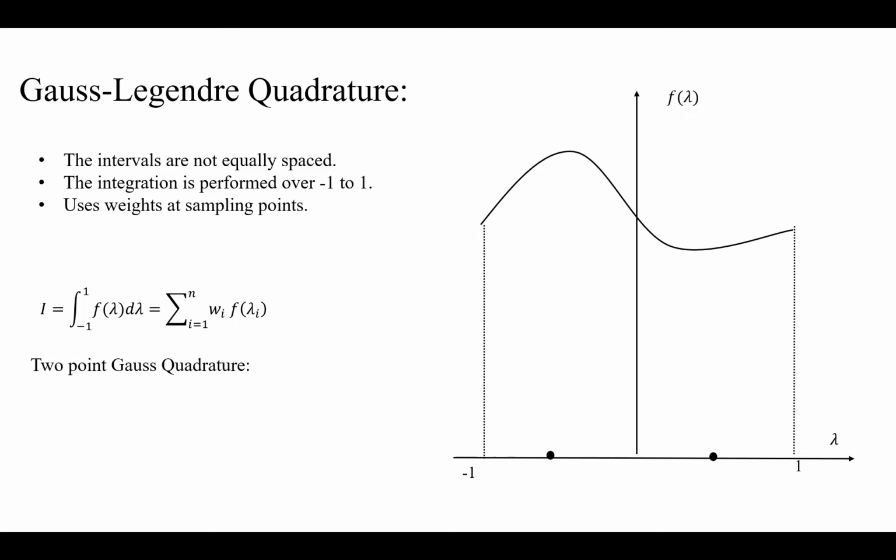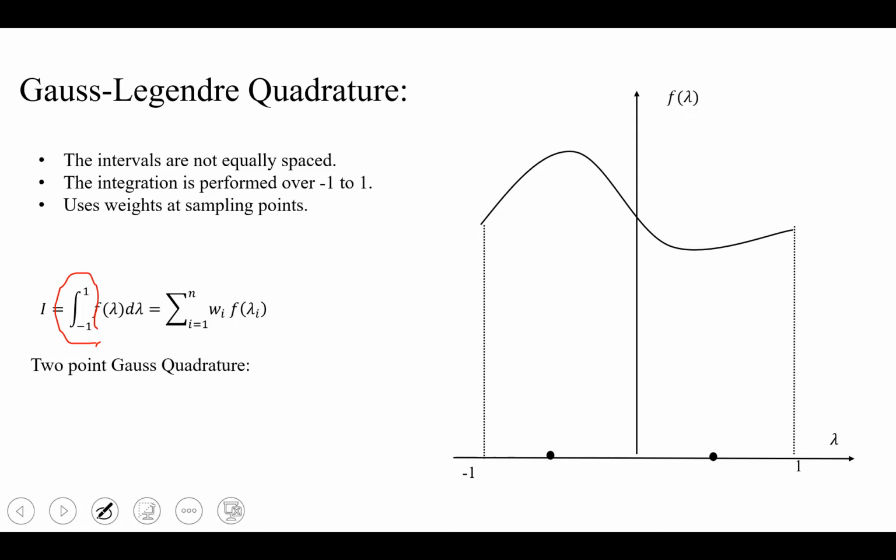But here we are going to talk about a better approach, the approach that we use in FEA, and it's very accurate. So in this approach, first of all, the intervals are not necessarily equally spaced. They could have different bases. And this approach is valid for -1 to 1. So if your integral is not -1 to 1, you have to transfer it to the -1 to 1 range before we can apply this approach. And this approach uses weights and sampling points to find the integral.